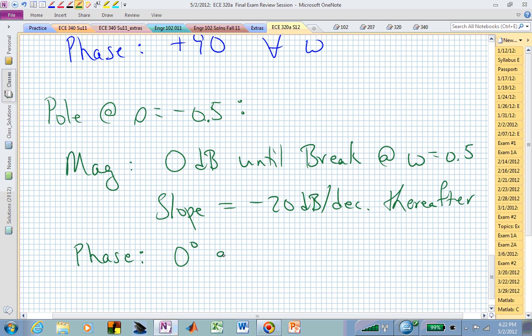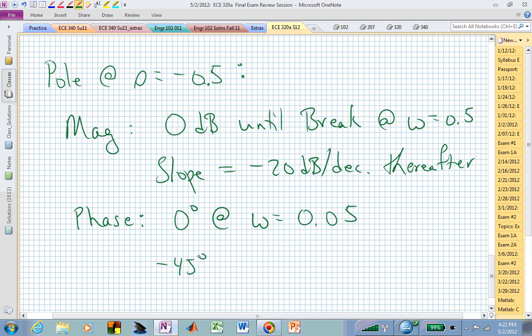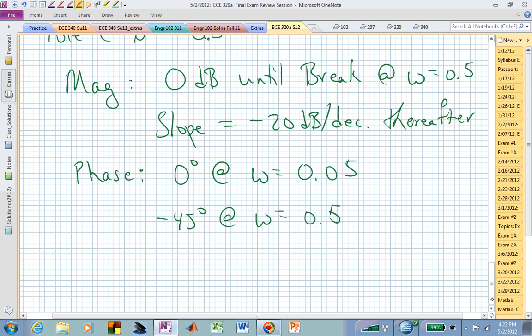So we'll be 0 degrees at omega equal to 0.05. It's a pole, so we are going to be going down at a slope of 45 degrees per decade. So we will be right at minus 45 degrees if nothing else was happening around us. But this particular factor will be passing through minus 45 degrees at omega equal to 0.5. And it will then, in our straight line approximation, be at minus 90 degrees when we reach a decade beyond the break, which is 5.